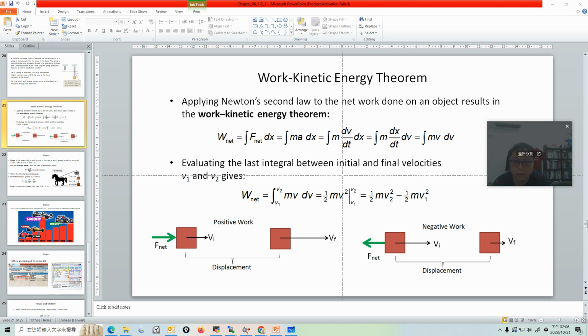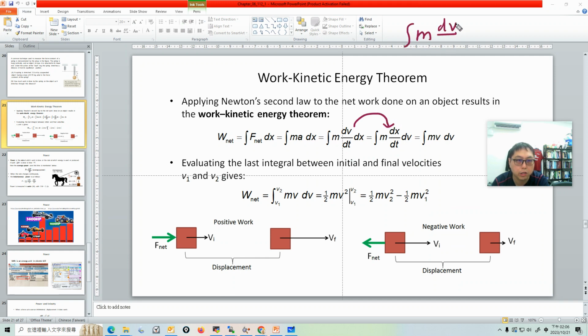Just as I said, if you can accept that, okay, take this. But if you cannot understand, later you will understand because this is taught in calculus. It's just a matter of time. So from here to here, he makes a trick. Here we have dv over dt and dx.